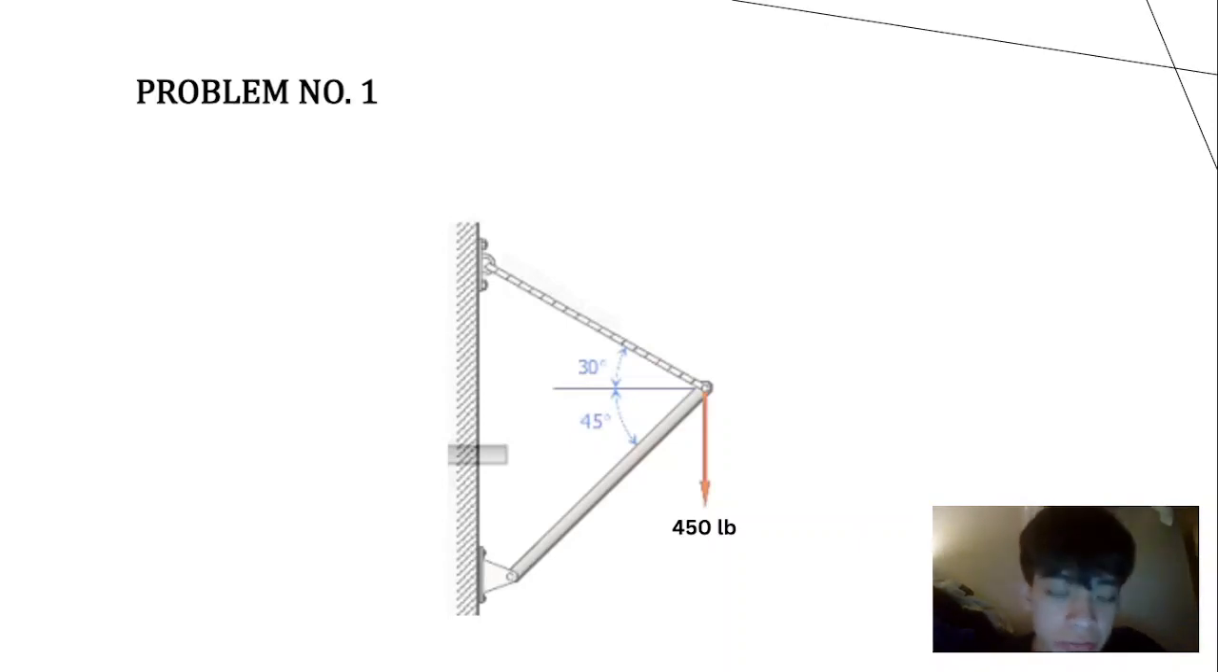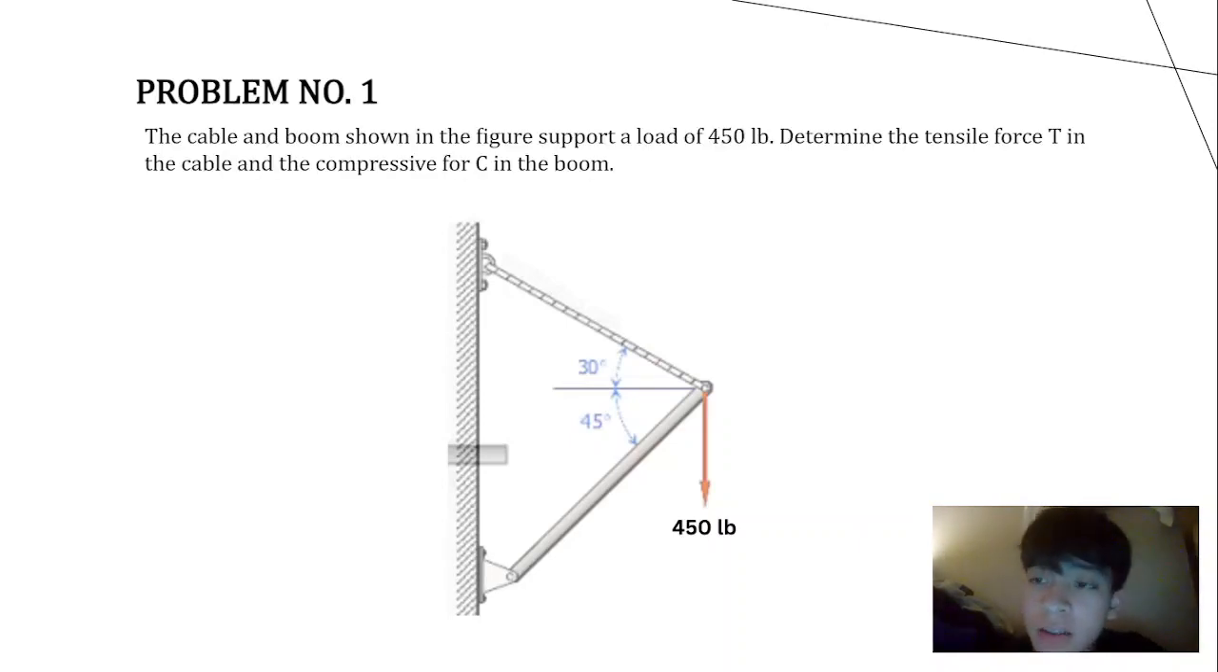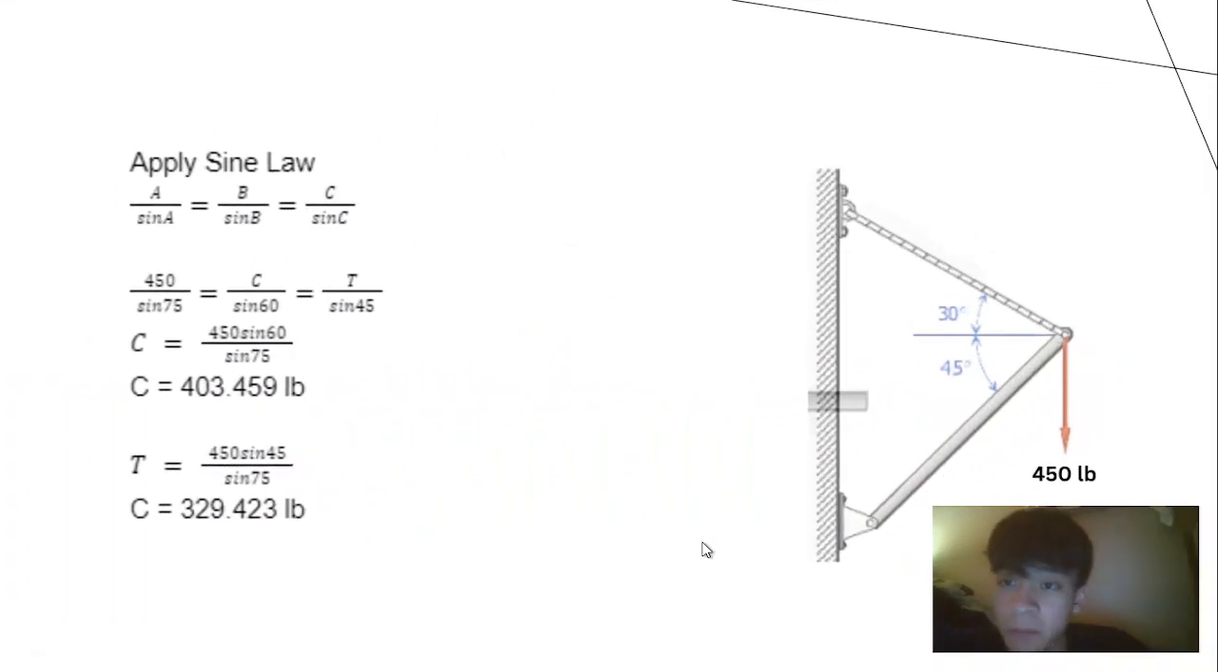So this is problem number 1. The cable and boom shown in the figure support a load of 450 pounds. Determine the tensile force T in the cable and the compressive force C in the boom. So this is the angle. It has an angle of 30 degrees, an angle of 45 degrees, and a downward force, which is 450 pounds.